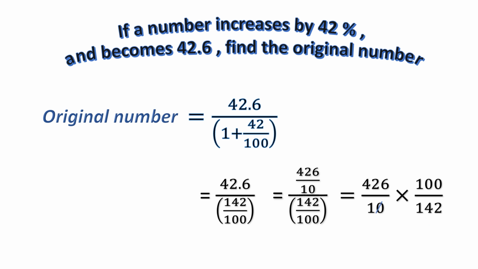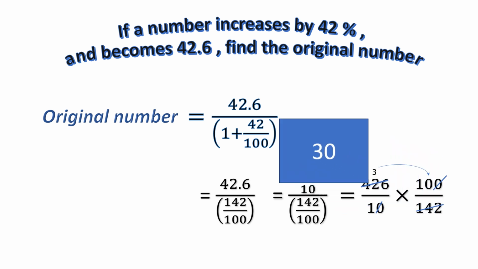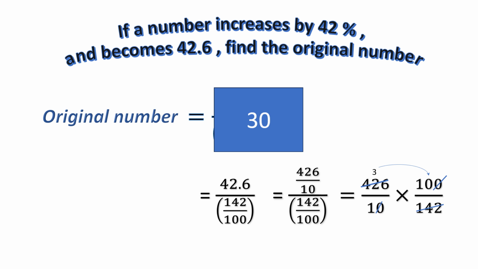Next, what can we do? So we can cancel the 0 of this 10 and the 0 of this 100. Also after this we can cancel 142 and 426. We can directly divide. 142 times 3 is 426. Next, our denominators have become 1. So in the numerator, we can just multiply 3 into 10. That gives us 30. Remember what the original number was? After increasing this number, we used to get 42.6. That is 30. So the original number is 30.